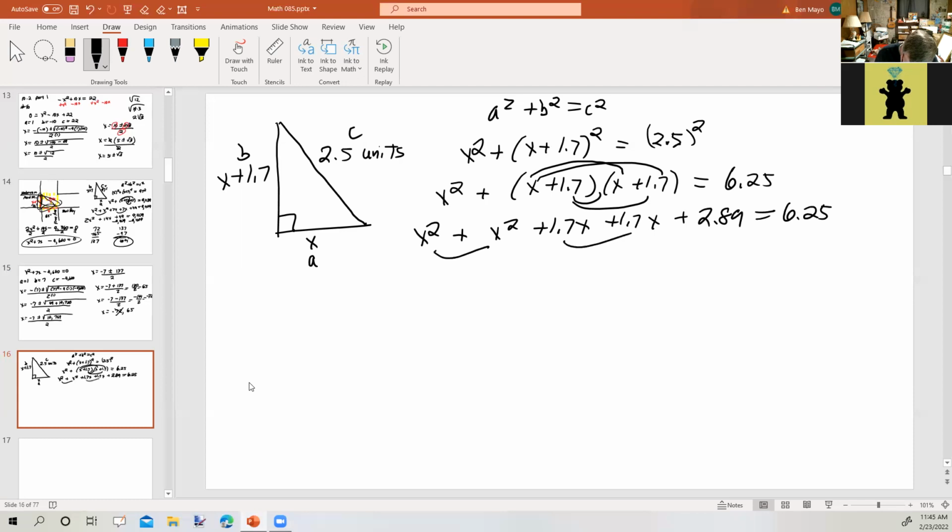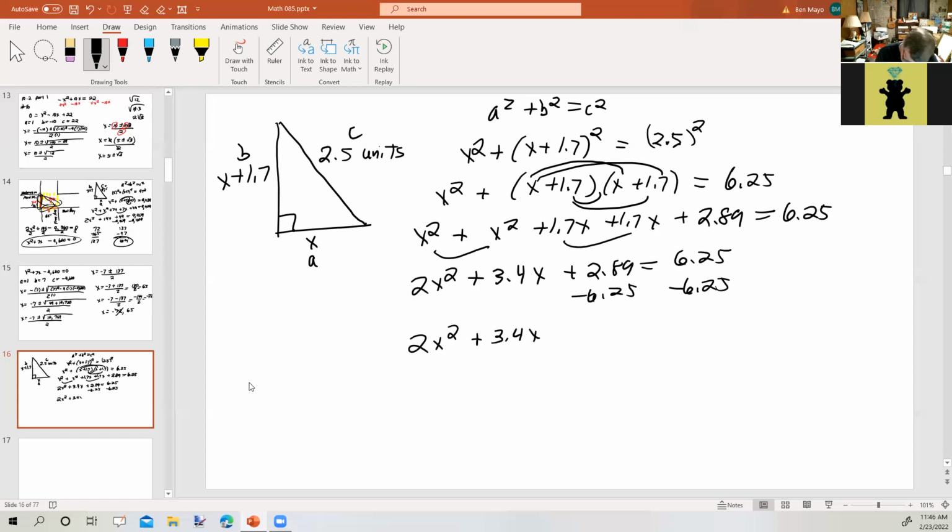Combining like terms, 2x squared. 1.7 plus 1.7 is 3.4x plus 2.89 equals 6.25. We'll subtract 6.25 from both sides of the equation. 2x squared plus 3.4x, and then we've got 2.89 minus 6.25, which is minus 3.36, equals 0.